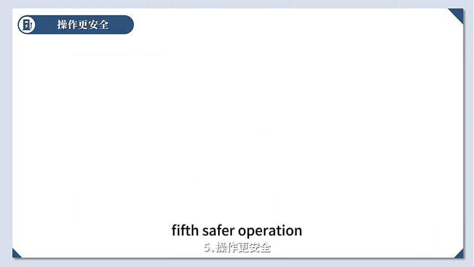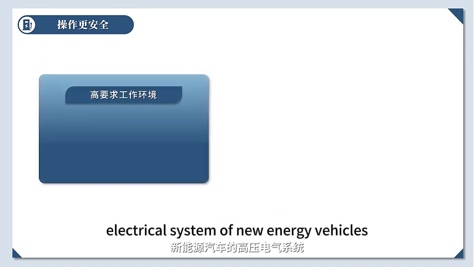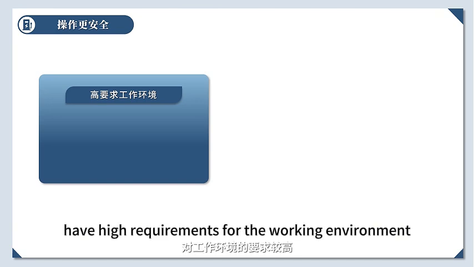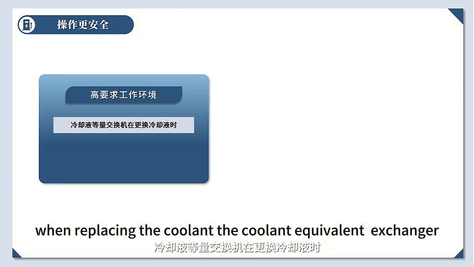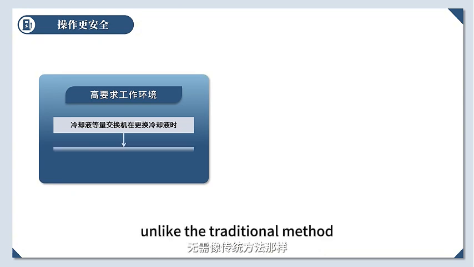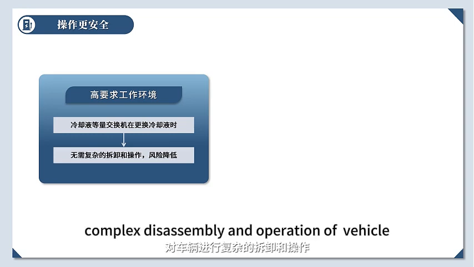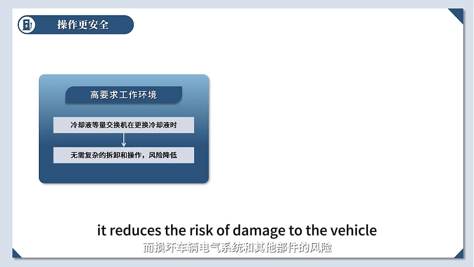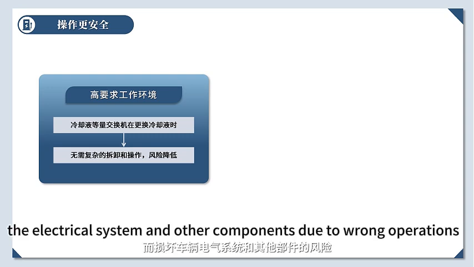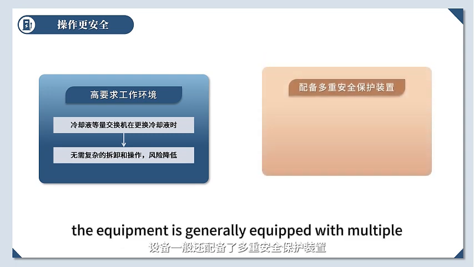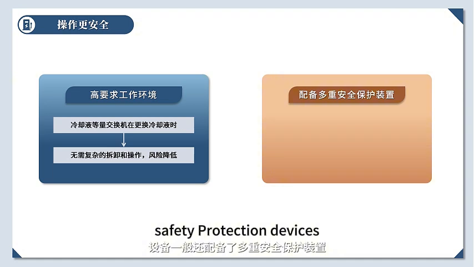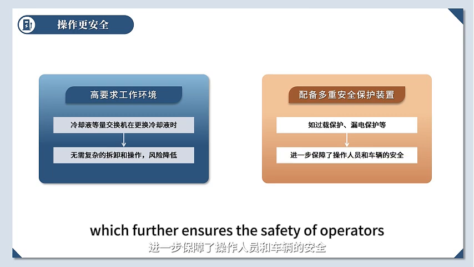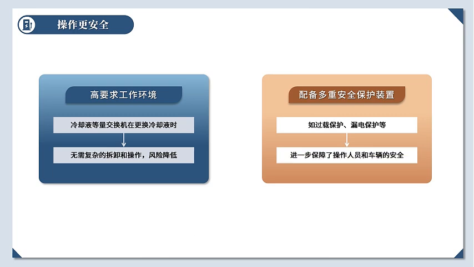Fifth, safer operation. The high voltage electrical system of new energy vehicles and complex electronic control units have high requirements for the working environment. When replacing the coolant with the equivalent exchanger, unlike the traditional method, there is no complex disassembly and operation of the vehicle, which reduces the risk of damage to the vehicle, the electrical system, and other components due to wrong operations. The equipment is generally equipped with multiple safety protection devices, such as overload protection and leakage protection, which further ensures the safety of operators and vehicles.